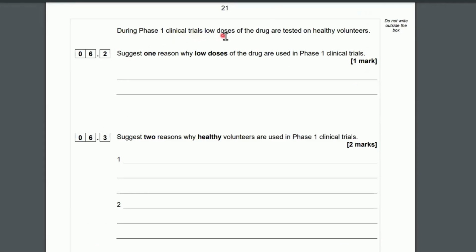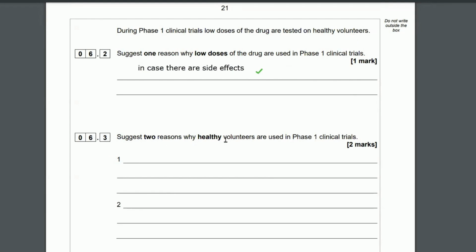During phase 1 clinical trials, low doses of the drug are tested on healthy volunteers. So just one reason why we use low doses. Why only use a little amount of drug? Well, in the first stage of testing, the first time people have had it, we want to make sure we use a low dose in case there's side effects. So in case there are side effects, if it makes people's hair fall out, we want to use a low dose so that not too much of their hair falls out while we look for the side effects. Remember, the phase 1 of the clinical trials is the first time they've tested it on humans.